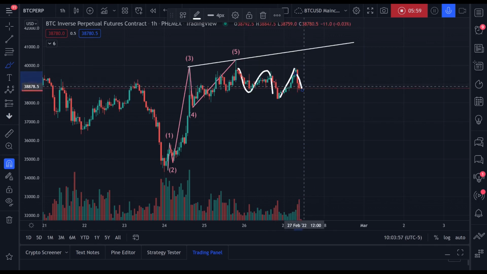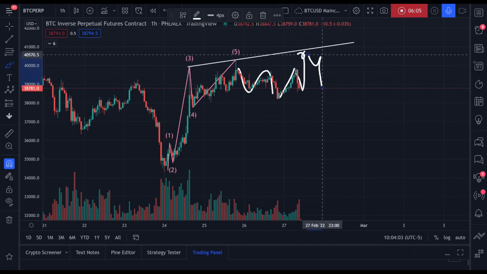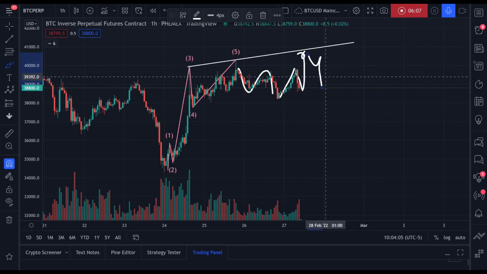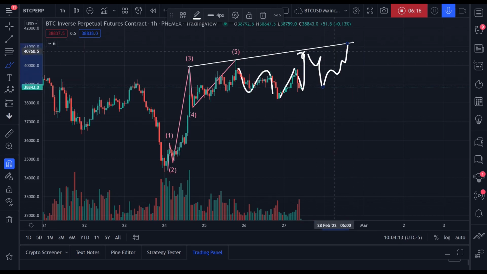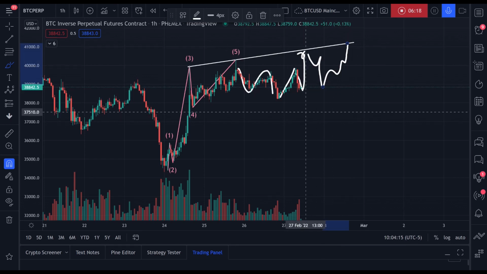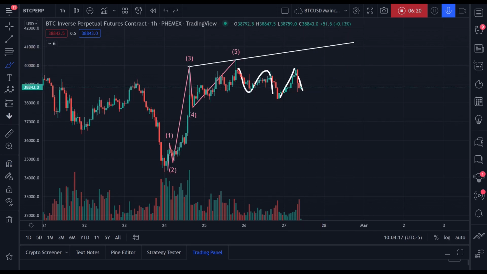This is why I'm anticipating not only a move up, but after we get this move up, I'm anticipating another move down, and that to be wave 2 before a final impulse, another pure impulse, giving us our final sort of C wave or impulsive wave of wave B. I hope that's clear and makes sense, yeah?